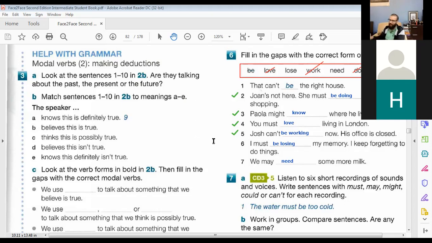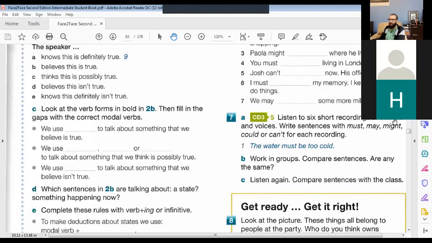So this is the only one not correct. The verb you used, lose, is after the form, but it should be in the continuous form. All right, okay. And the last one is correct. We may need some more milk. Okay. All right, okay. Now let's do this listening exercise. It says listen to 6 short recordings of sounds and voices. Write sentences with must, may, might, could, or can't for each recording.